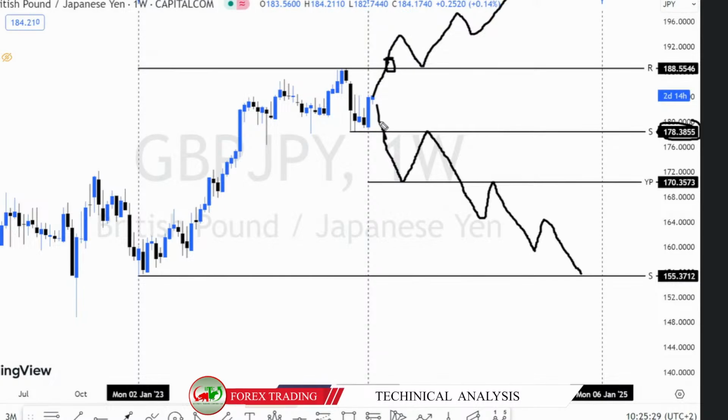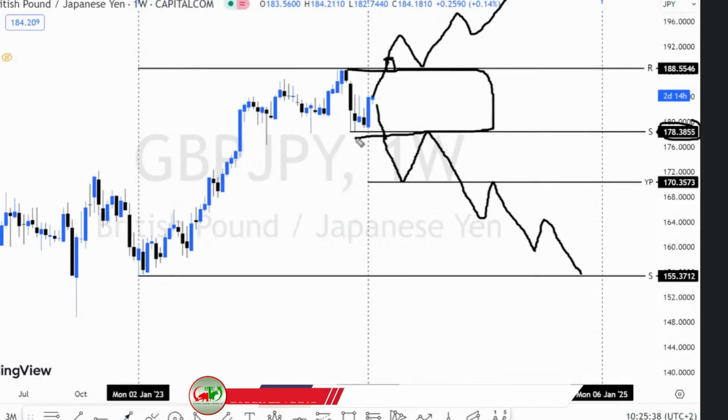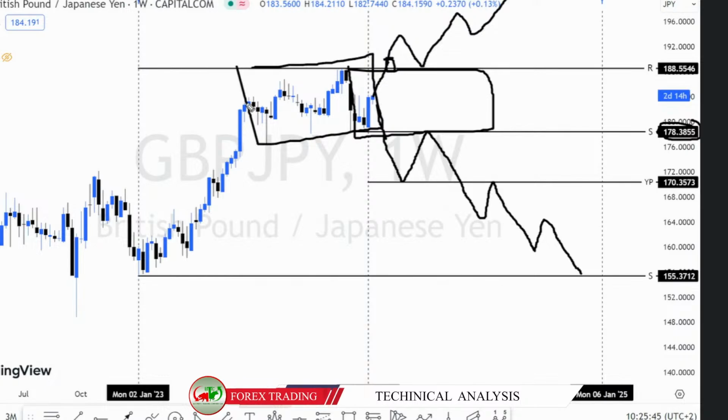So the best way to trade GJ, I think, will be to wait until the price gets out of this zone over here, because I hope you can see this range we have here, which happened for about 5 months. So GJ is not the best currency pair to trade currently.